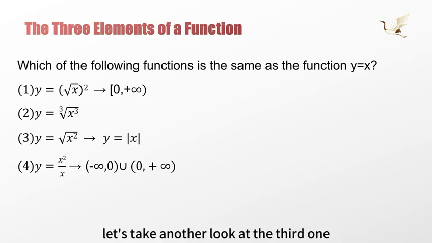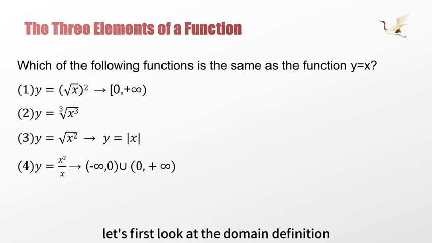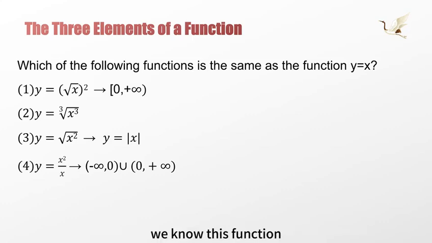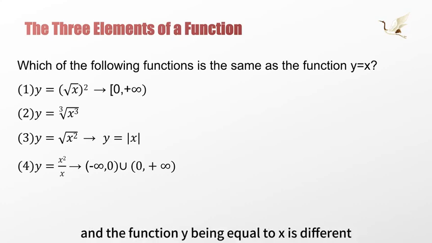Let's take another look at the third one. y equals the square root of x squared. Let's first look at the domain. The domain is all real numbers R. Let's take a look at its corresponding relationship. We know this function can actually be written as y equals the absolute value of x. When x is greater than or equal to 0, it corresponds to itself, while when x is less than 0, it corresponds to its opposite number. So the correspondence between the third function and the function y equals x is different.